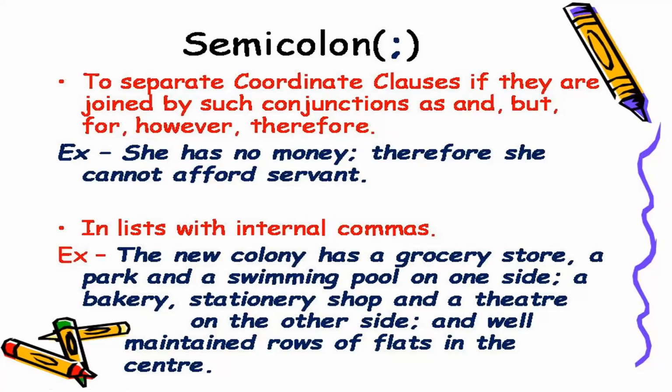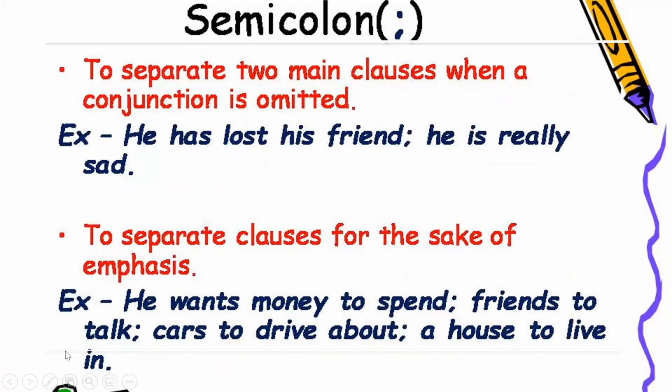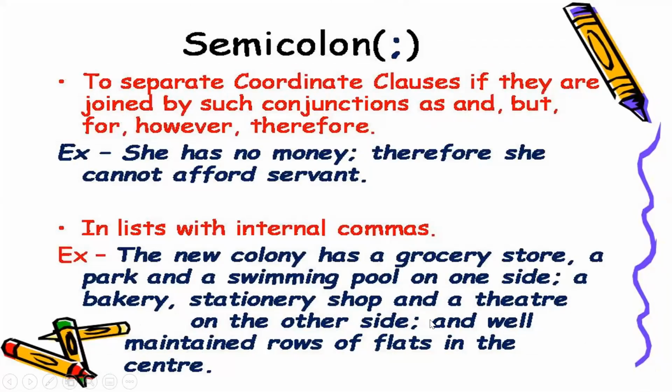We have not put a full stop to the sentence. So a bakery, stationery shop and a theater, on the other side. So we are referring to the other side now. Again, we put a semicolon and write well maintained rows of flats in the center. So the flats are in the center. On one side, there is a grocery store, park and swimming pool. On the other side, there is a bakery, stationery shop and a theater. And in the center, we have a row of flats. So this is one complete sentence, but since we are talking about three different things in the same sentence, we are separating those parts using a semicolon.